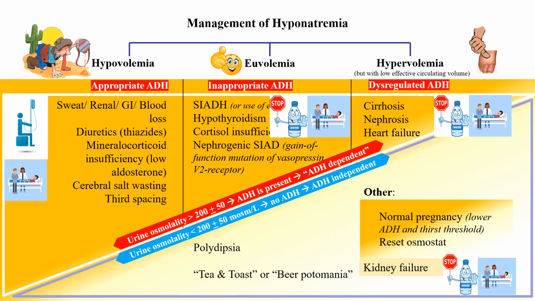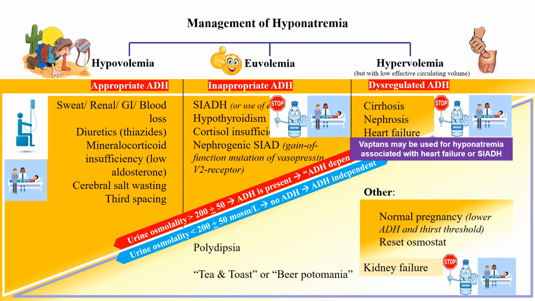Advise patients to only drink per thirst. Avoid drinking excessively. Vaptans may be considered to treat hyponatremia associated with heart failure or SIADH if source removal and conservative therapy do not correct the hyponatremia. For polydipsic patients, educate the need to curb excessive water intake. For patients with low dietary solute intake, advise patients to eat more.